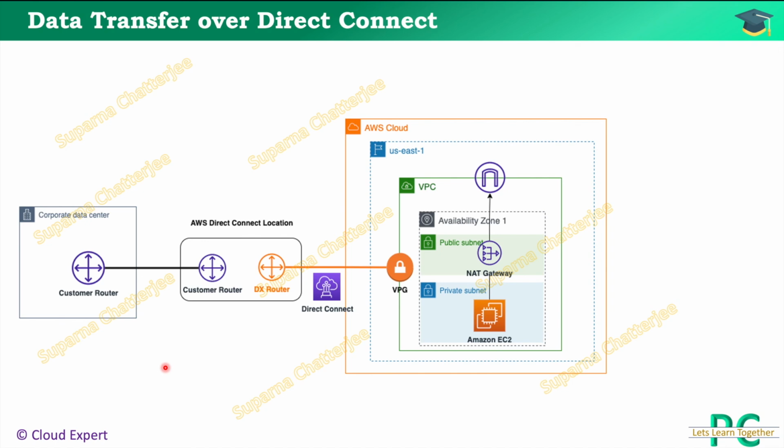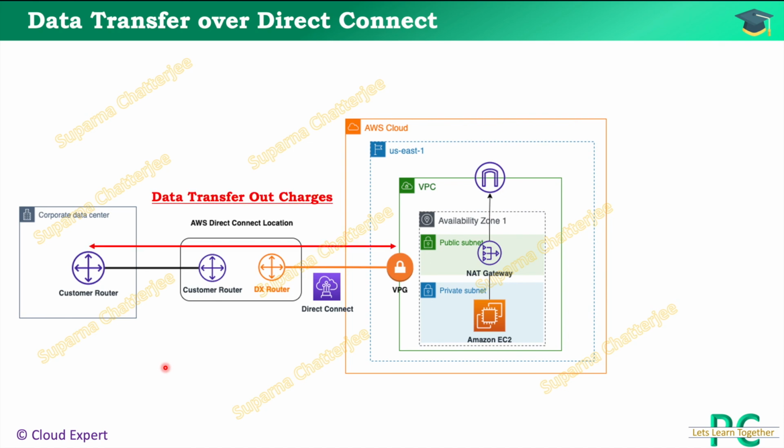Next, let's review data transfer over Direct Connect. If I compare my previous architecture diagram with this, we have the same hybrid cloud architecture. We have a corporate data center. We have some workload running in the corporate data center, and parallelly we have some workload in AWS Cloud. Now, instead of a VPN connection, we have integrated the corporate data center with AWS Cloud using a Direct Connect connection. Now, let's understand what the data transfer charges will be when you are using a Direct Connect connection.